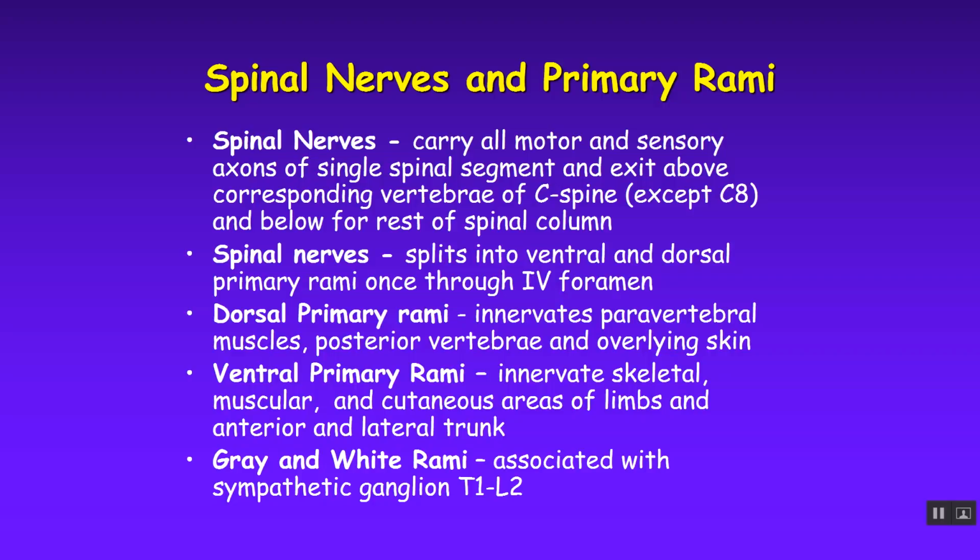Okay, so just the back. And then the ventral primary rami innervate all the skeletal muscle and cutaneous areas of the limbs and the anterior trunk. So all your limbs are ventral primary rami and the anterior part of your trunk, you know, from about here forward. Remember we also talked about a gray and a white ramus, okay? So those are associated with the sympathetic chain ganglia.